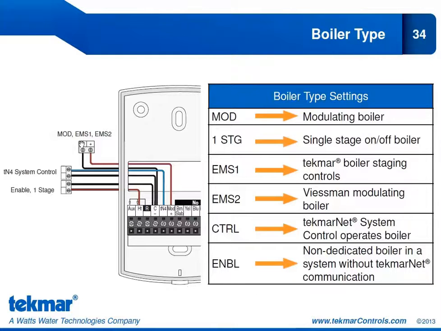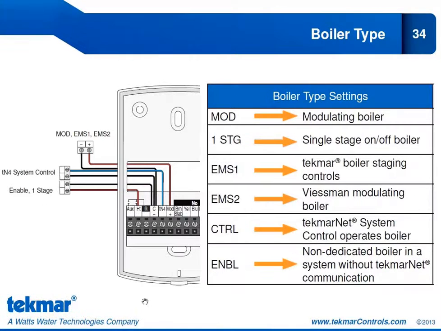If you're using mod, EMS1 or EMS2, you're going to be using the mod plus and minus terminals. If you're connected to a TechMar system control, you'll use the TN4 and C terminals out to the TN4 system control. And if we're doing enable or a single stage on-off boiler, then we're going to use the heat relay, and because that is tied to the R, we would bring the heat relay and we'd have to reconnect to the C to complete that circuit.